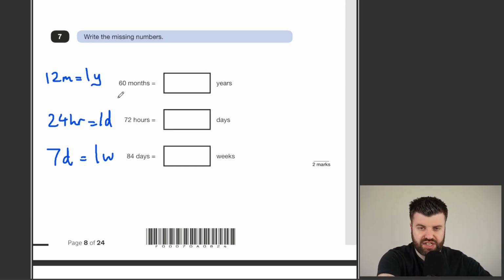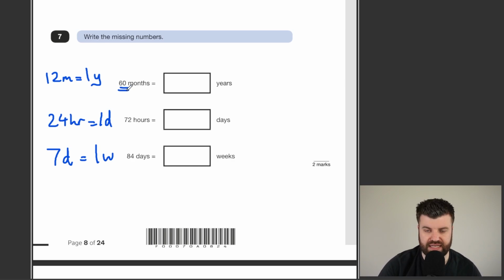On top of that knowledge, we then need to have good times table knowledge. So how many 12s fit into 60? Well, 1 year would be 12 months. 2 years would be 24. Keep going in 12s and you end up with 5 years is 60.